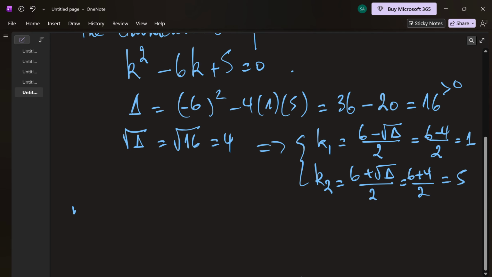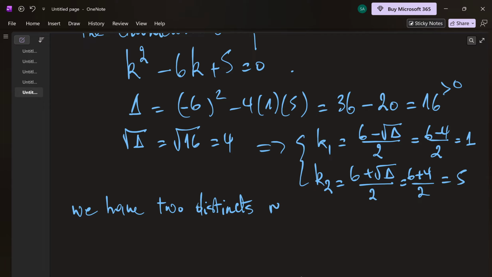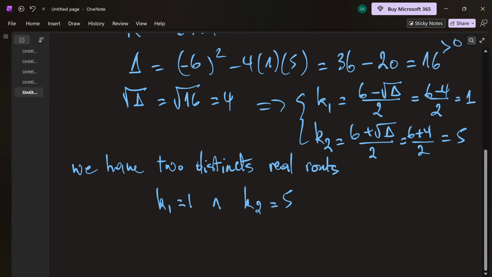So we have two roots. We have two distinct real roots. k1 is equal to 1 and k2 is equal to 5.